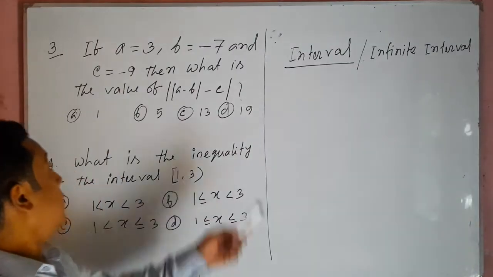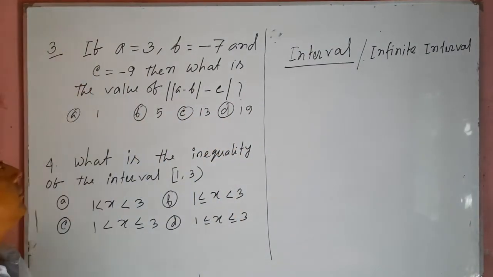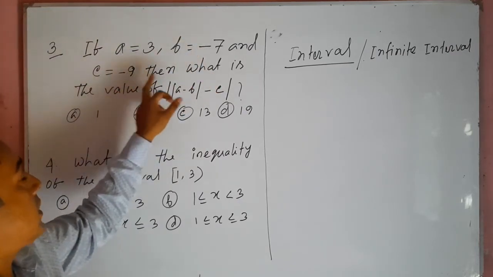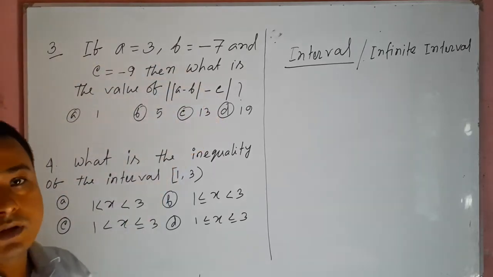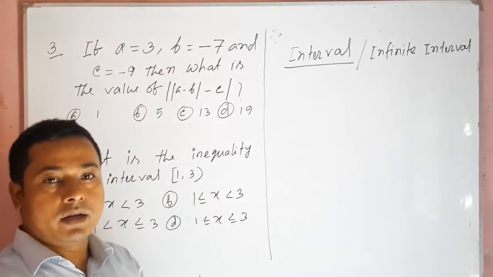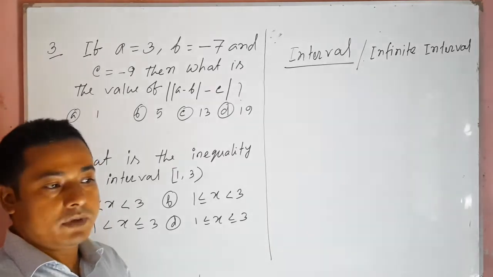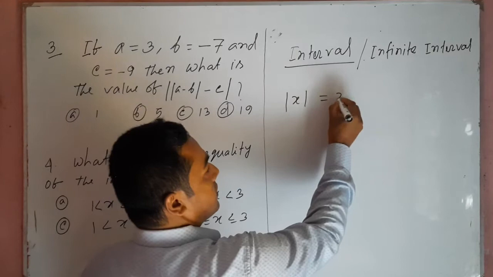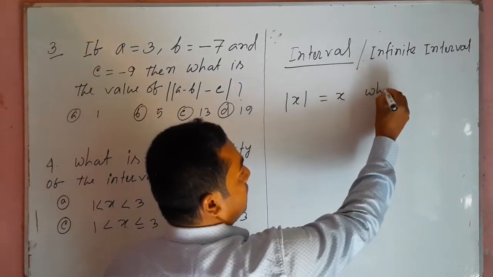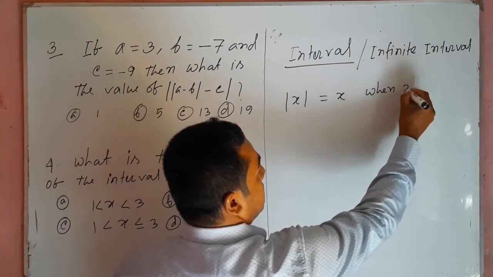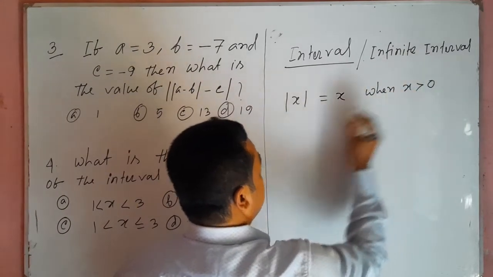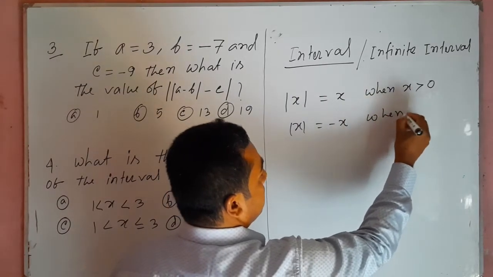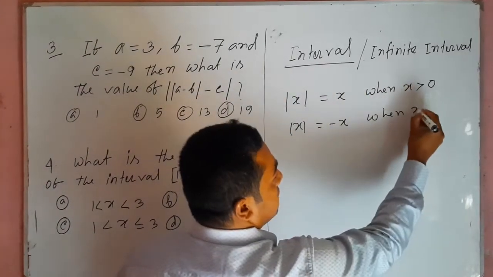Okay, now MCQ number 3. If A is equal to 3, B is equal to minus 7, C is equal to minus 9, then what is the value of this? Okay, we know that the absolute value of x is always x when x is greater than 0, and absolute of x is equal to minus x when x is less than 0.